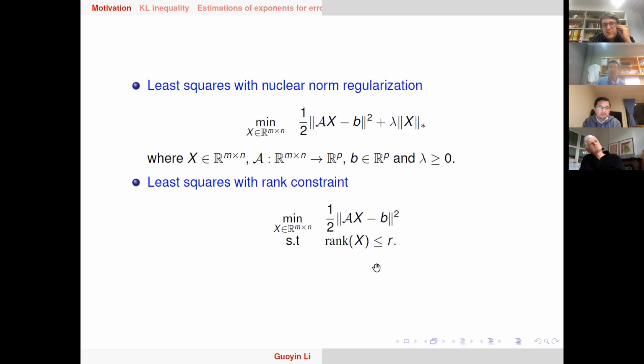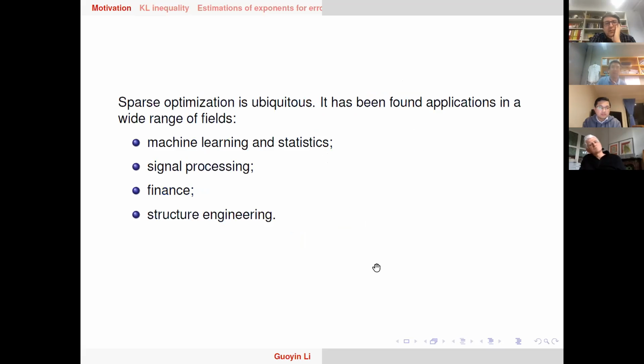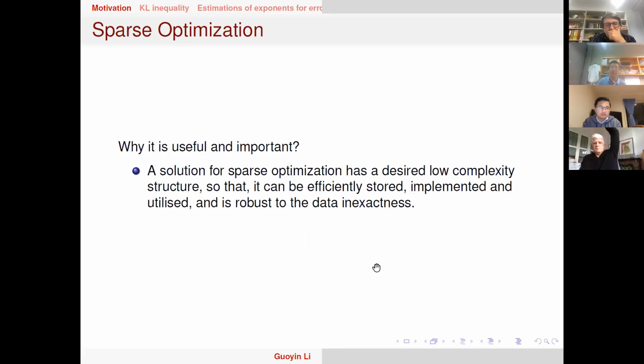Okay, so why is this kind of problem important? First of all, they have a lot of applications in machine learning, signal processing, and so on. And most importantly, their solutions have low complexity, which is what we are trying to design, so that they can be easily stored, implemented, utilized, and so on.